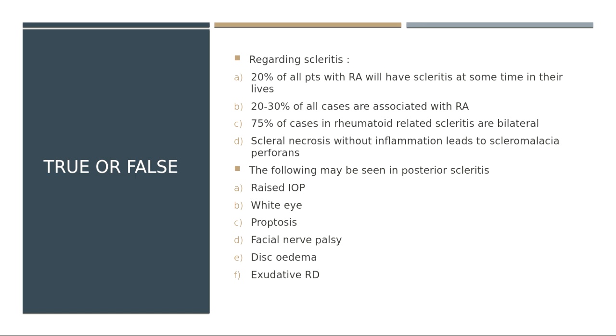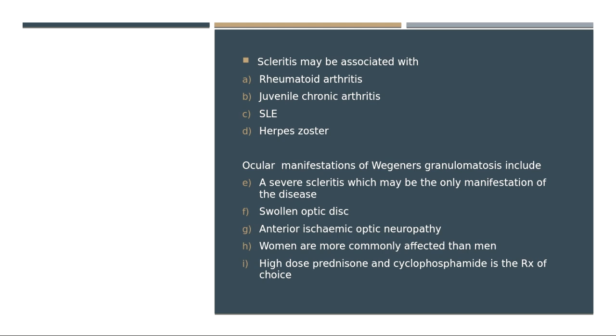True. Do you get facial nerve palsy? False. No. Red herring, no association. Do you get disc edema? True. Can you get an exudative retinal detachment? Yes. True. Okay. Scleritis may be associated with rheumatoid arthritis. True. Right. So rheumatoid accounts for 30% of cases of scleritis.